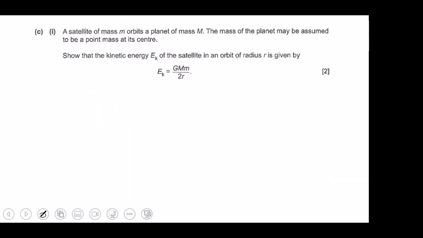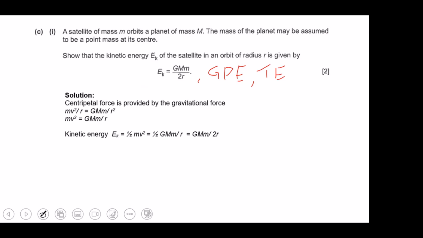Okay, C1, you have this satellite that orbits a planet of mass M. The mass is assumed to be a point mass. You're expected to show this formula for kinetic energy, GMm over 2R. So again, by right, you should have known this formula, and like I mentioned, your GPE formula as well as your total energy formula. This question asks you to show, which means it's an explanation with some workings required. By now, you should know that gravitational force is provided by centripetal force. It's something that you have to write.